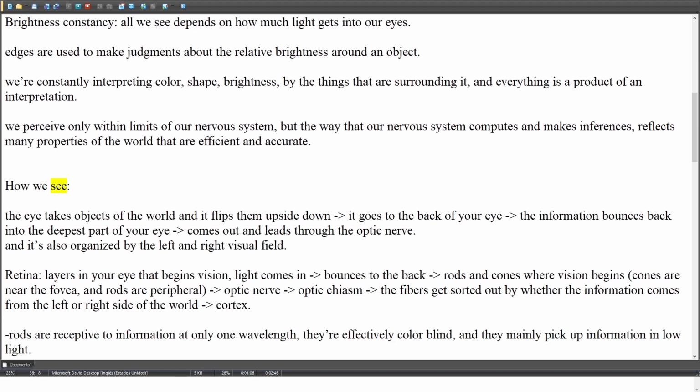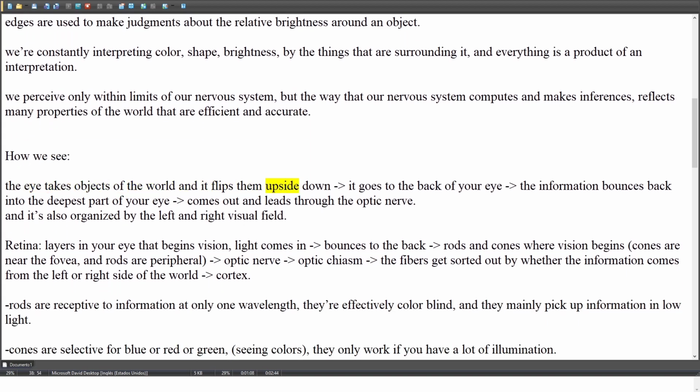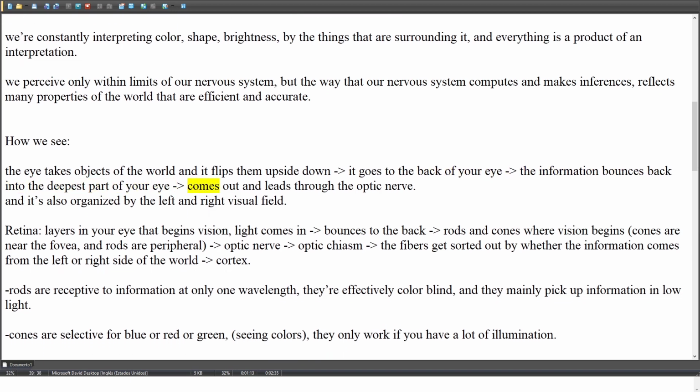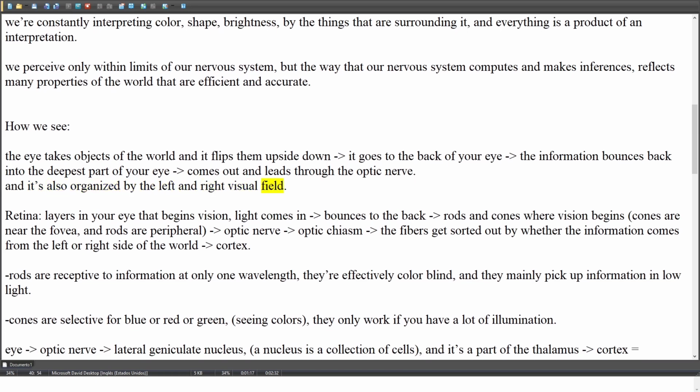How we see. The eye takes objects of the world and flips them upside down. It goes to the back of your eye. The information bounces back into the deepest part of your eye, comes out and leads through the optic nerve. And it's also organized by the left and right visual field.